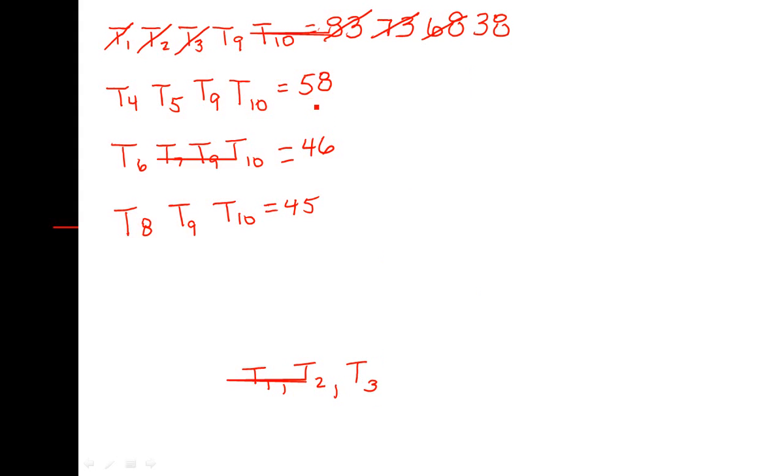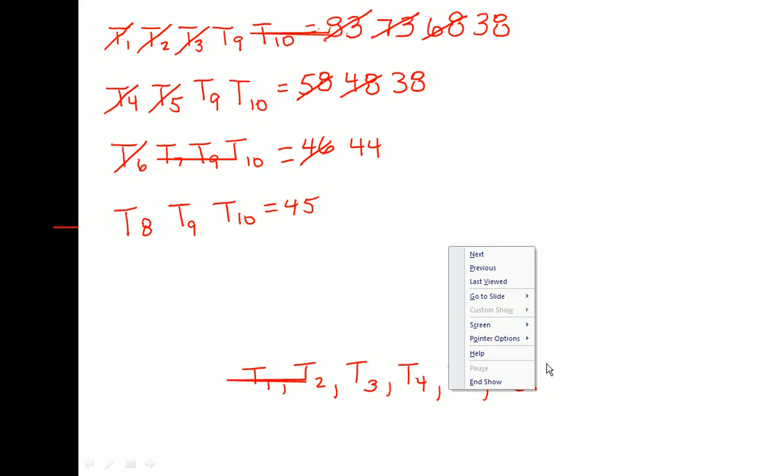Now 58 is the largest. T4 is removed from the list. Has a weight of 10, so that brings us down to 48. 48 is still the largest, so that's T5. T5 has a weight of 10, so I'll remove that. 46 is now the largest, so I'll remove T6. T6 has a weight of 2, that brings us down to 44.